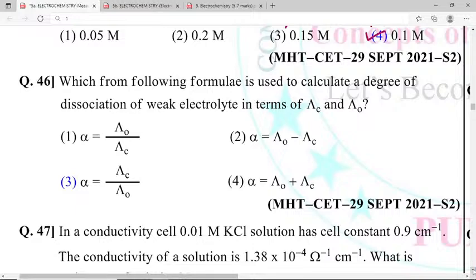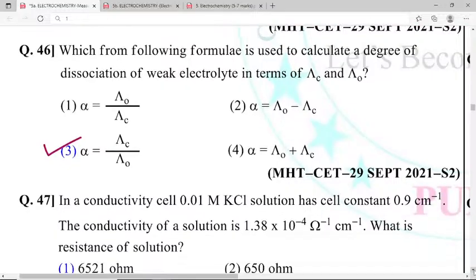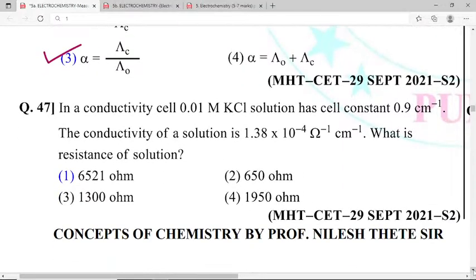This is a very important question. Which of the following formulas is used to calculate the degree of dissociation of a weak electrolyte in terms of lambda C and lambda naught? Lambda C by lambda naught is equal to alpha, the degree of dissociation.